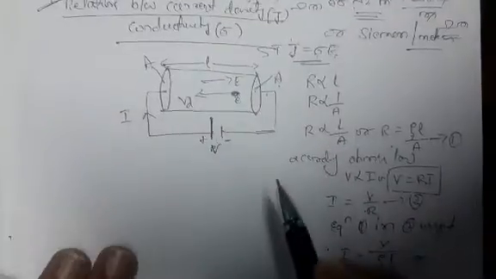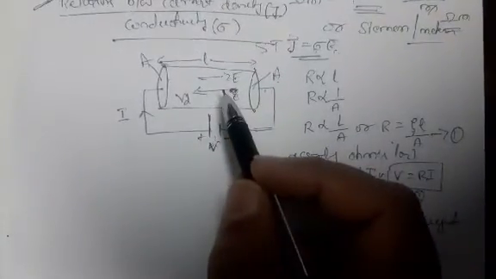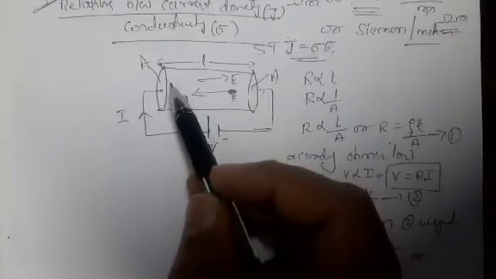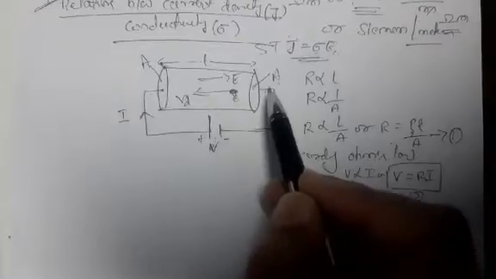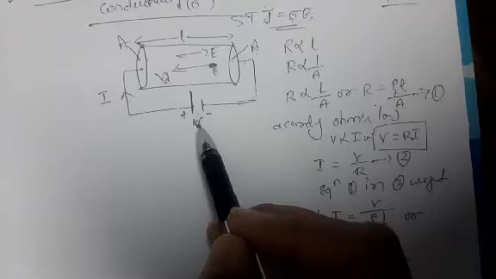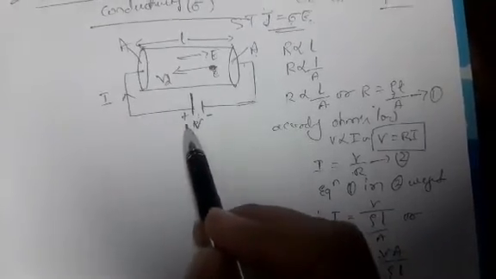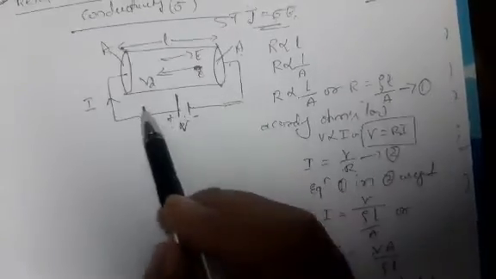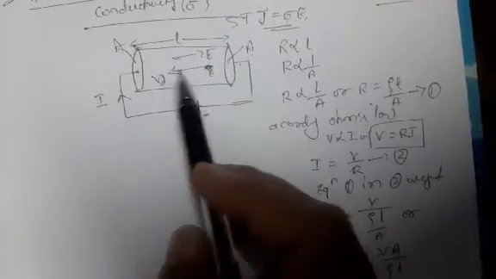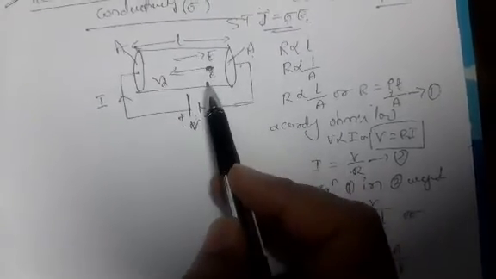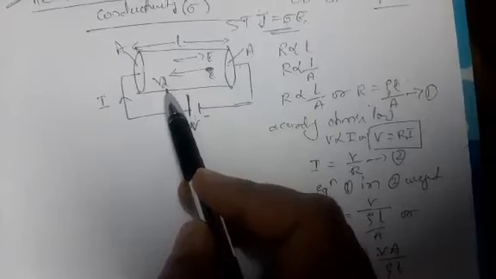First, draw the conductor. Consider the length of the conductor is L. The area of each end of the conductor is capital A. The two ends are connected to the battery. One end is connected to the positive of the battery, the other end to the negative. The current flowing through this conductor is capital I. In the presence of the electric field E, the electrons move from one end to the other, and their speed is called drift velocity.